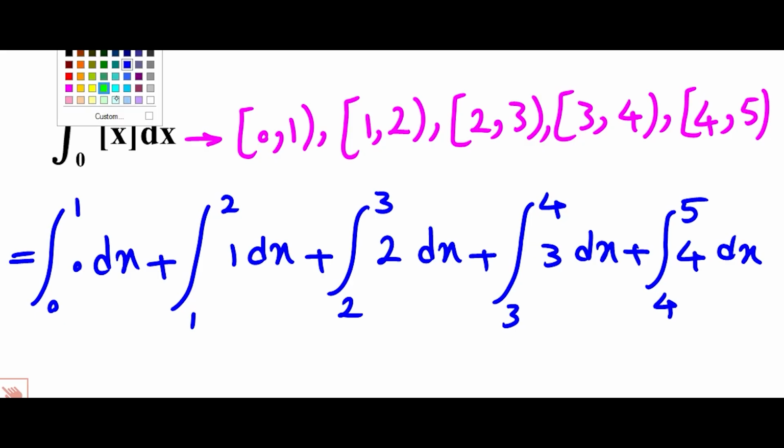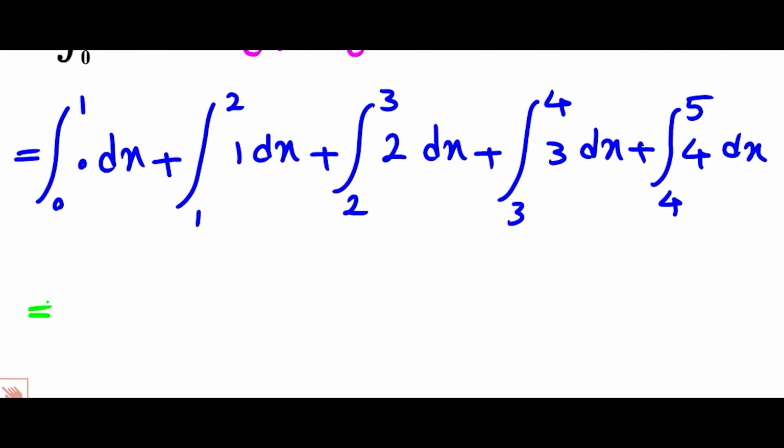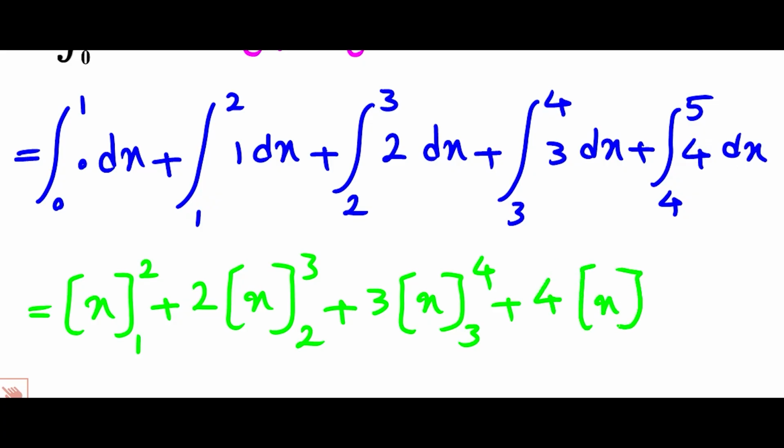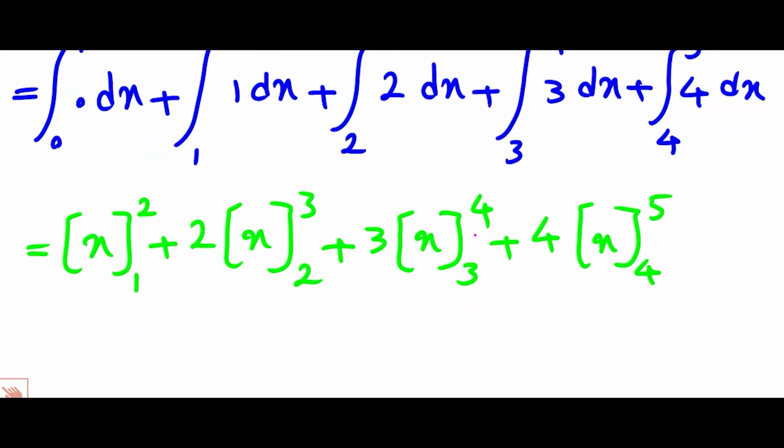dx, right? So the integral of 0 dx is 0, plus the integral of 1 dx is x from 1 to 2, plus the integral of 2 dx is 2x from 2 to 3, plus the integral of 3 dx is 3x from 3 to 4, and the integral of 4 dx is 4x from 4 to 5, right?